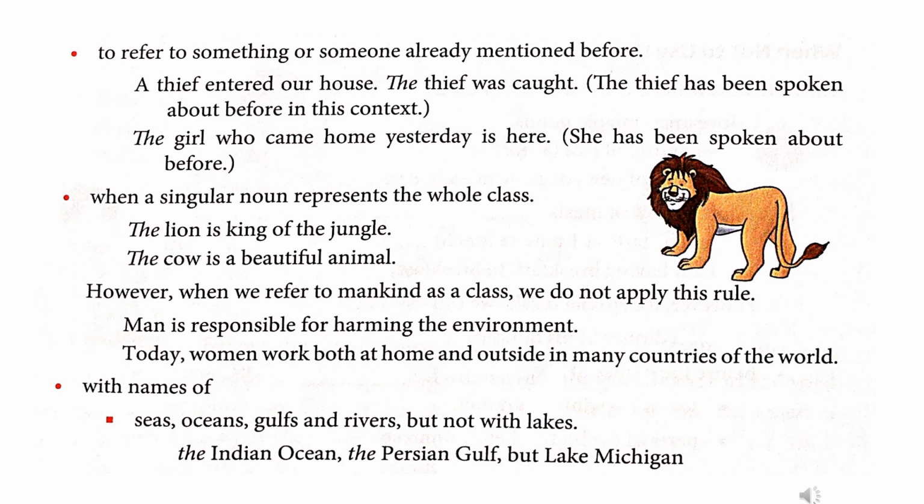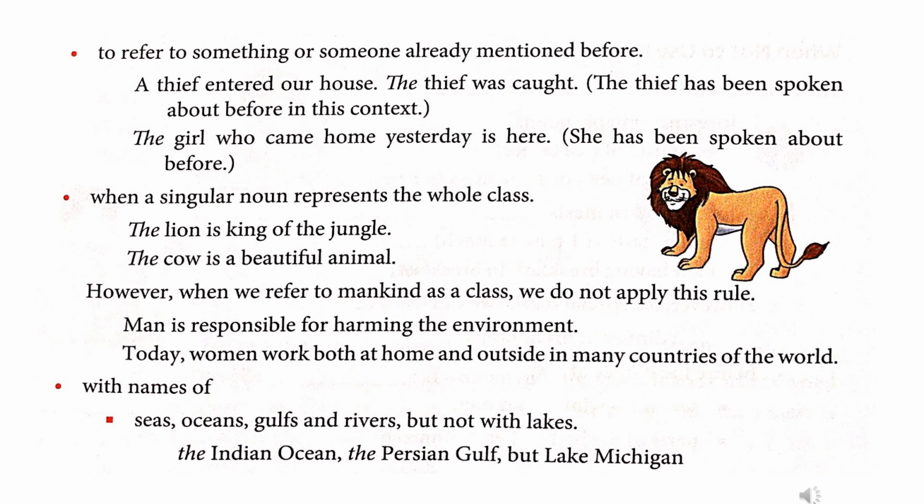The is used when a singular noun represents the whole class. We can use the before a singular noun to represent the whole class. Example: The lion is the king of the jungle. Here, lion shows all lions. The cow is a beautiful animal. Here, cow also represents all cows.